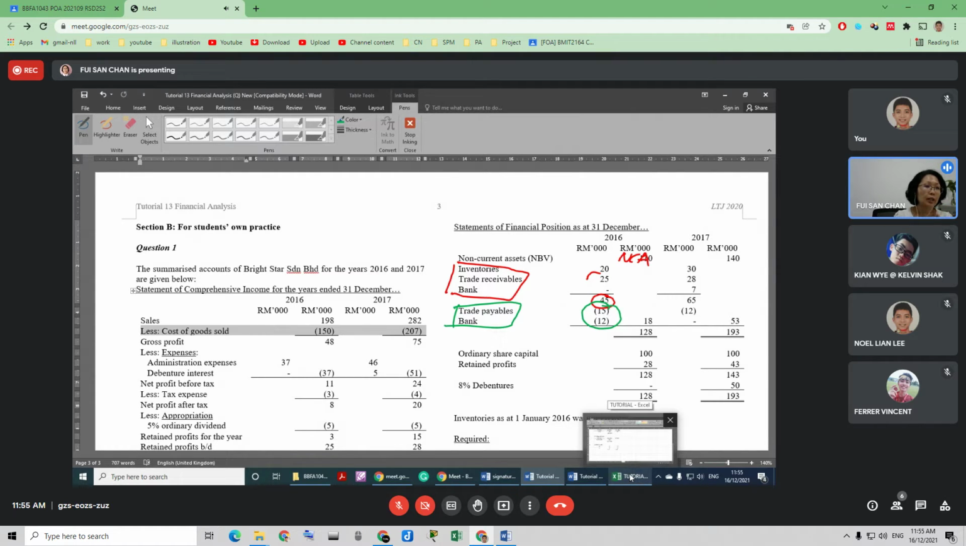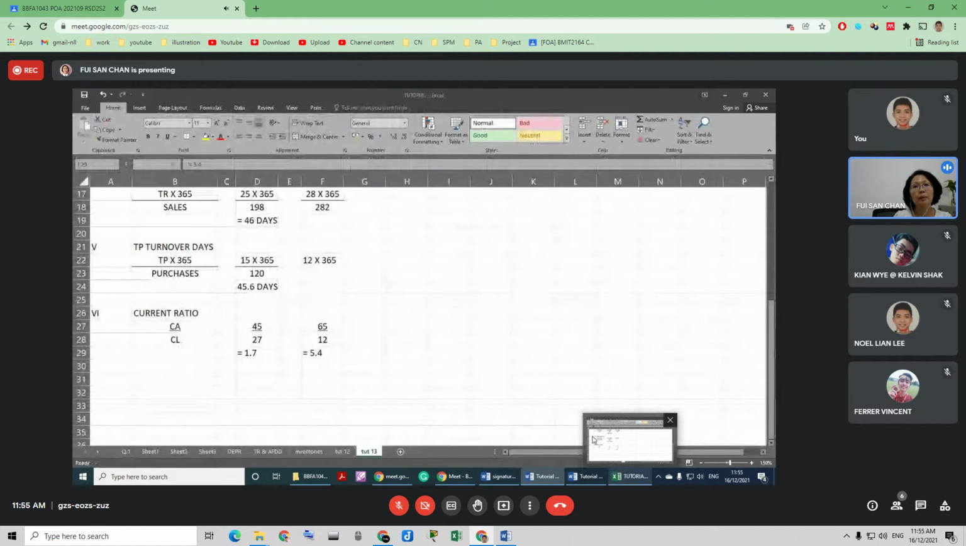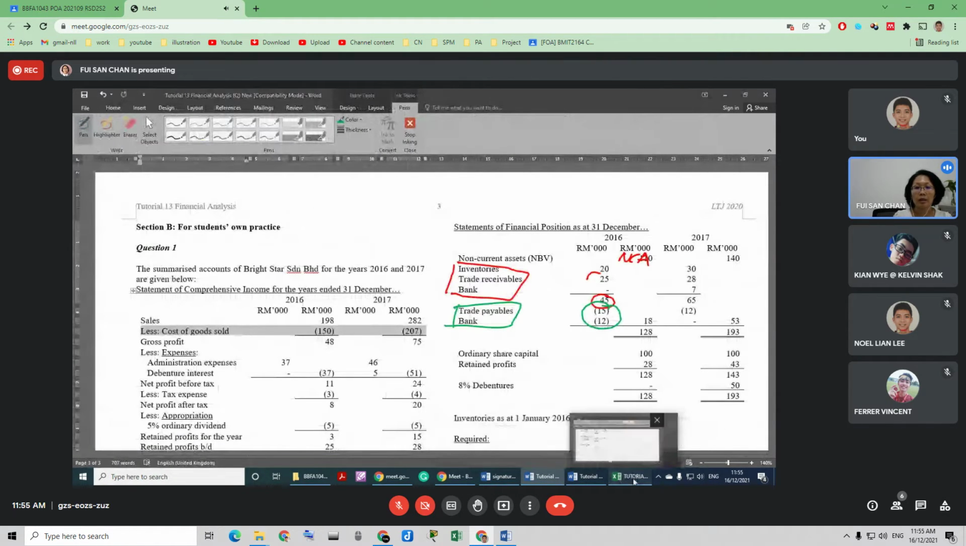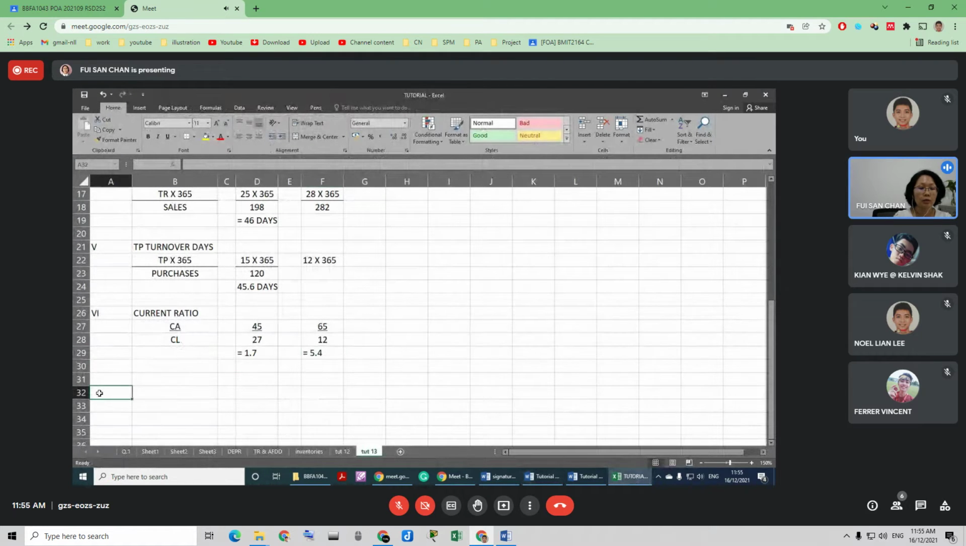If it's less than 2, like 1.5 to 1, this is a bit risky. Meaning the company might have a liquidity problem. It's very dangerous, because you can hardly cover, or you can cover, but you don't have a lot of spare. Okay, we come to the last one, which is quick.